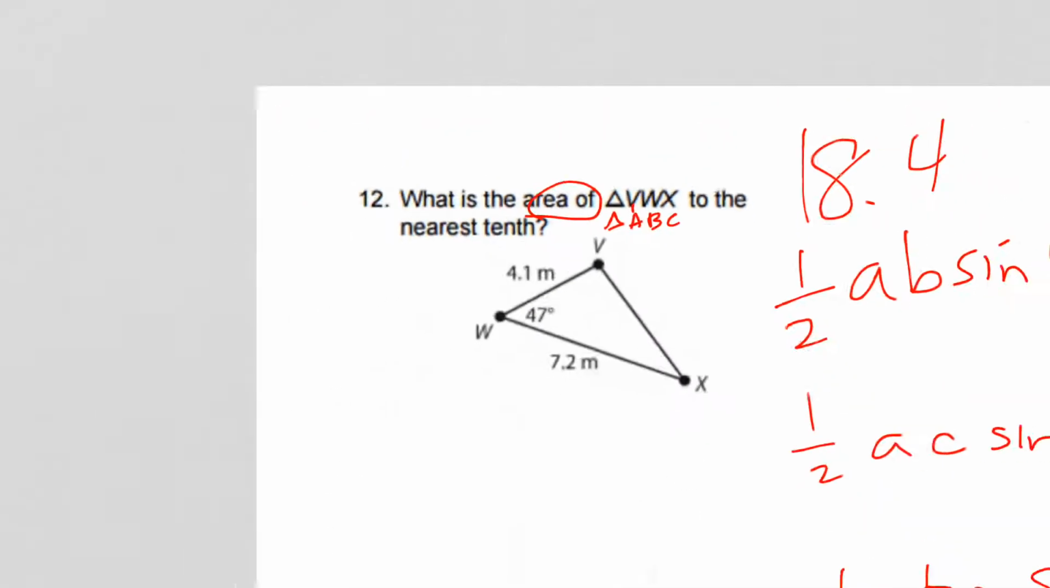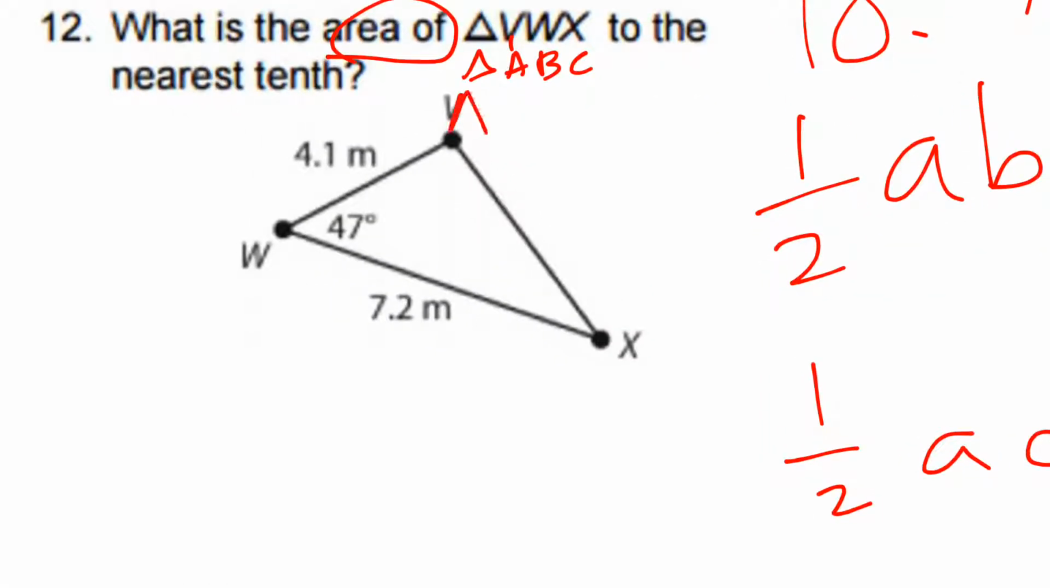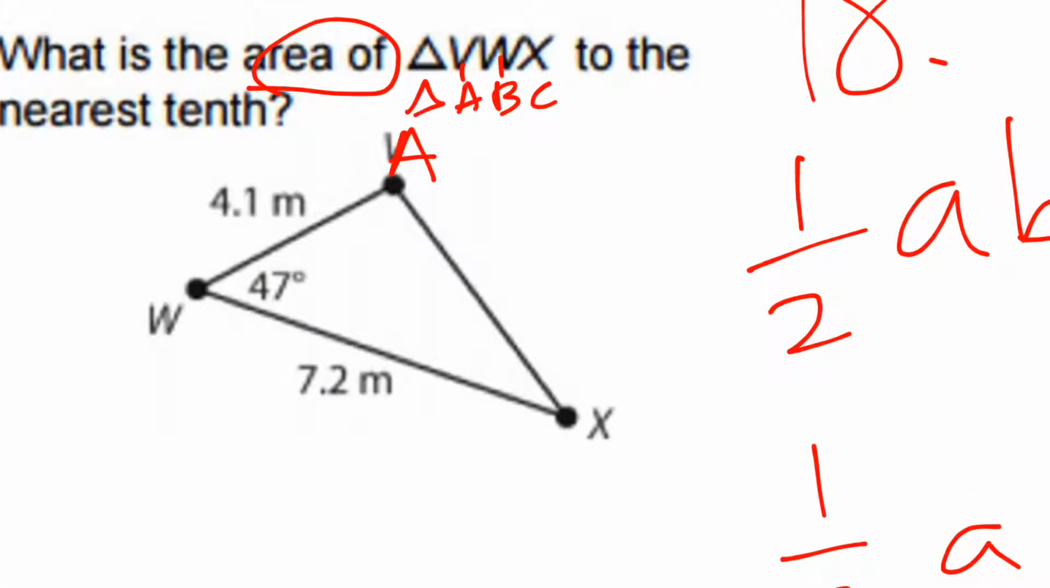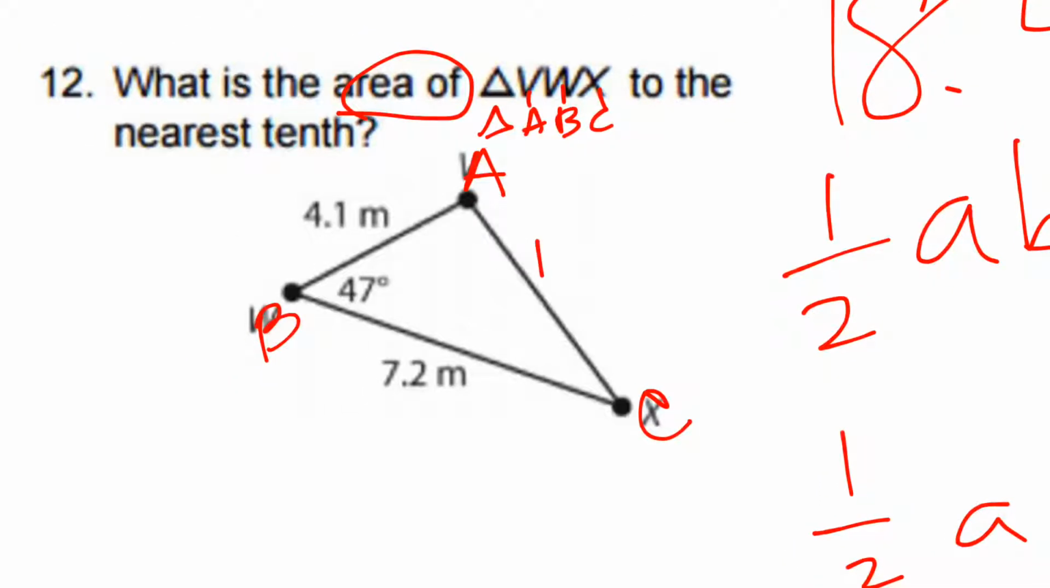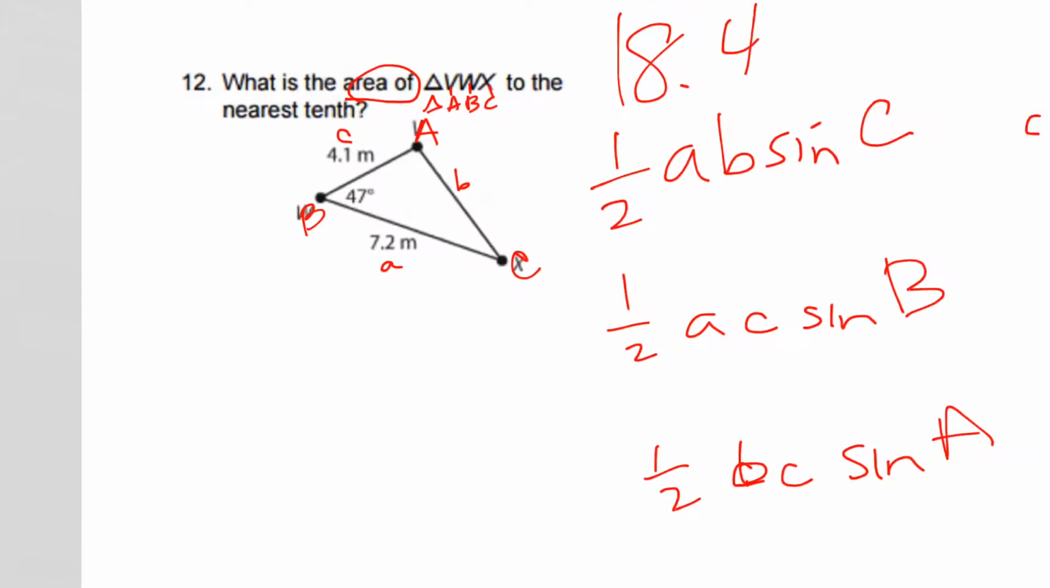Well, they didn't use A, B, and C, so I'm going to rename my triangle A, B, and C. A corresponds to V. W corresponds to B, and C corresponds to X. So little b will be side AC, little c will be 4.1, and little a will be 7.2.